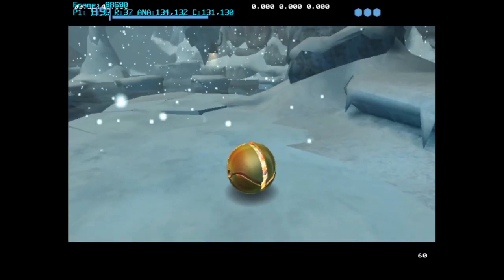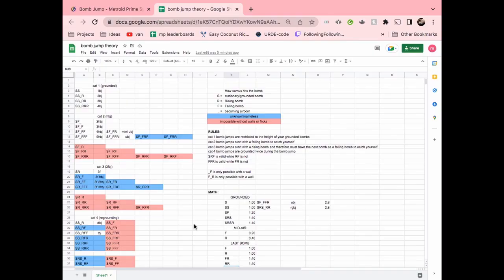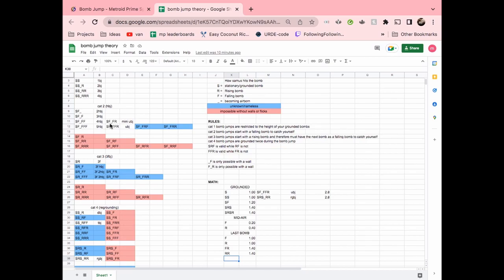Now what's the height on that? Well, we can just go back and look. So we go over here, we see SF before the underscore. That means that the SF is our grounded portion. Remember, our underscore is when we become airborne. So SF is a height of 1.2. Where does this 0.2 come from? Well, this 0.2 comes from the fact that when you hit a bomb exactly at the top of that bomb, that gives you an extra 0.2, which is half a morph ball's worth of height in terms of our units.